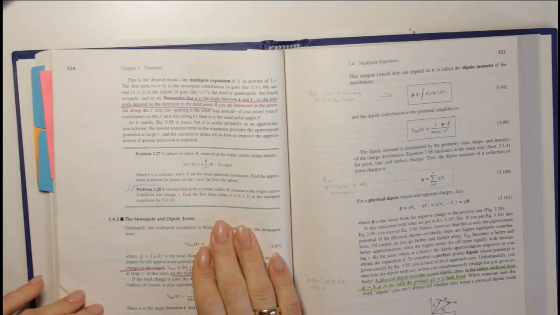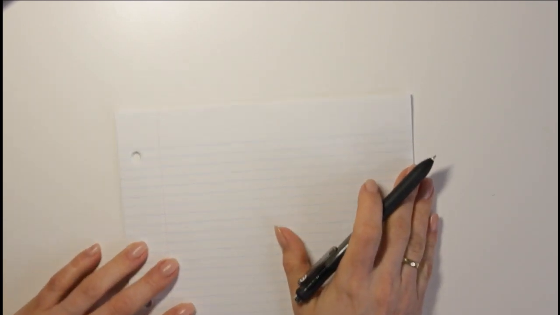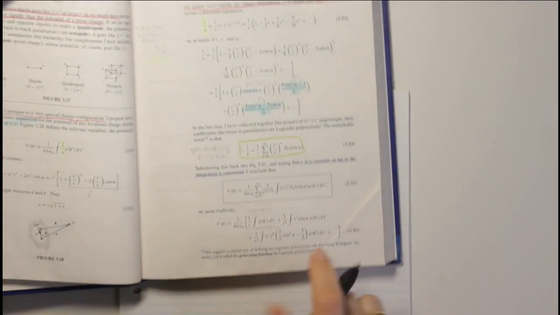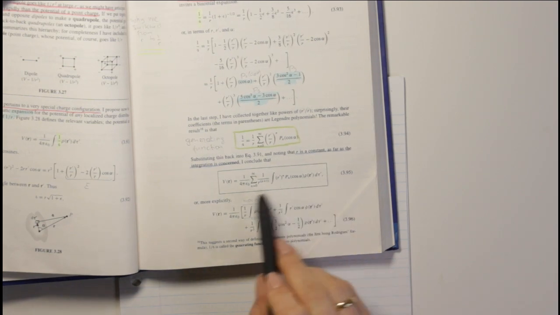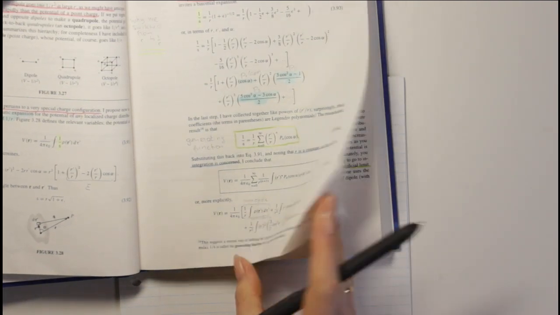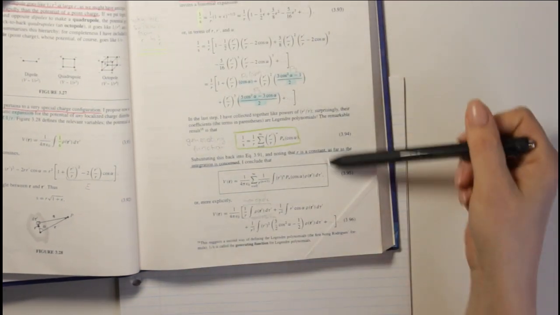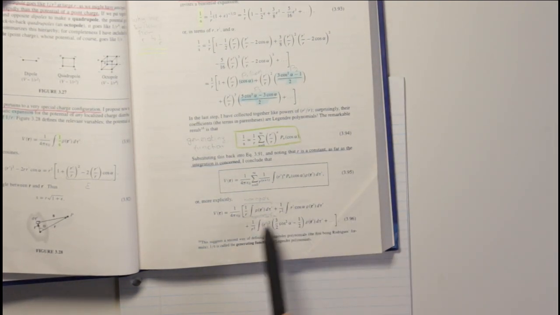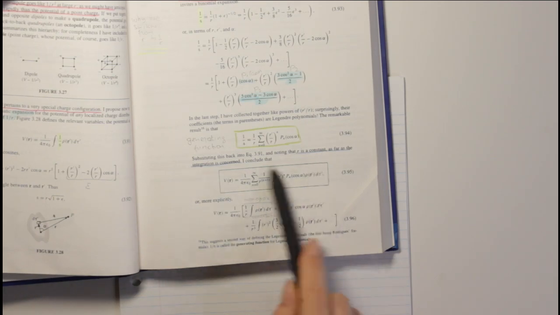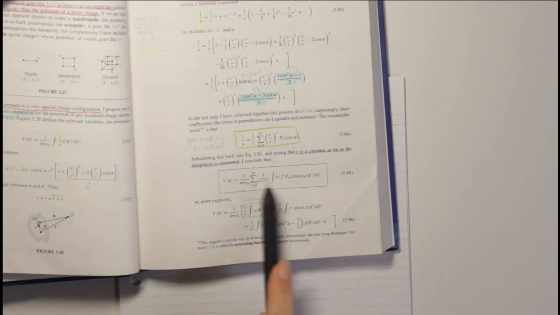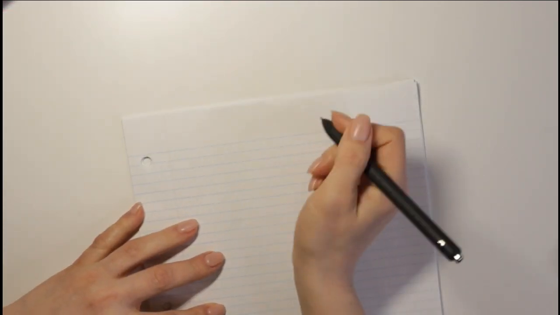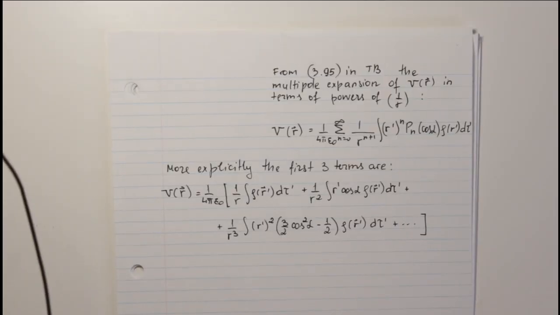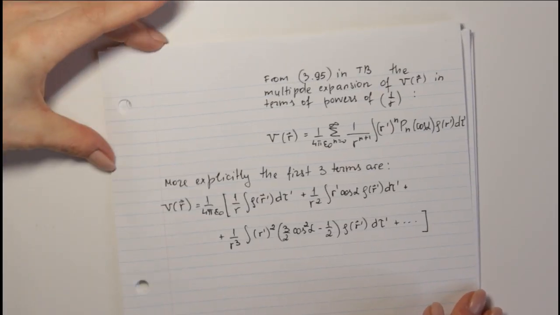And so let's just go straight into it. Okay, our task is to find the first three terms in the expansion. We can use formula 3.95 in the textbook as our starting point, because it has already been derived for us, and we then are asked to find the first three terms in that expansion for n equals 0, 1, and 2. So let's write that down. Okay, that's how this looks.